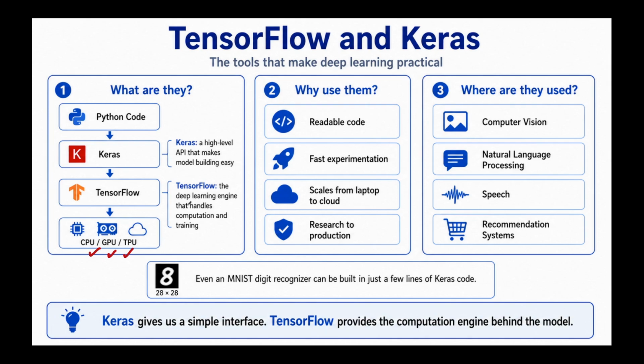TensorFlow is like the engine, whereas Keras is a high-level API that helps us build models easily. It gives us simple functions and clean syntax for creating neural networks. Keras is like the easy control panel. TensorFlow is like the engine. So a simple way to remember: Keras gives us a simple interface, and TensorFlow provides the computation engine behind the model. Now look at the first panel. We write Python code.